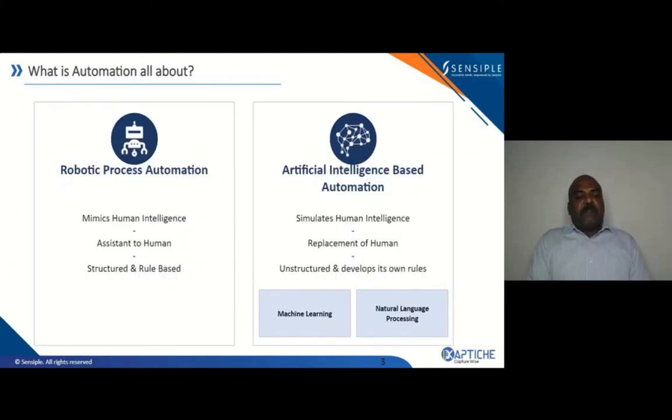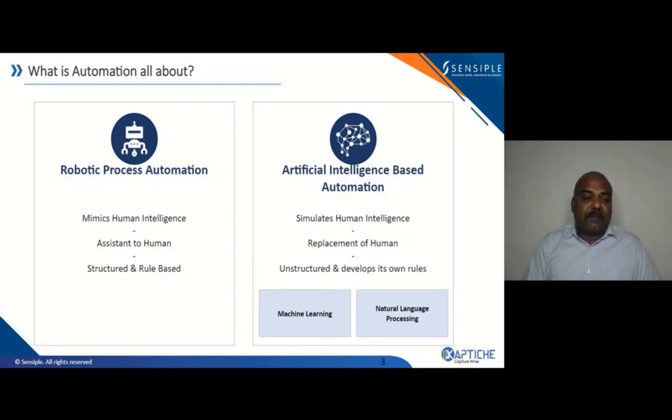For the benefit of the audience who are not from a technology background, I would like to touch a little upon what automation is all about. I would classify automation into two different types. One is robotic process automation. The other one is artificial intelligence-based automation. First, robotic process automation basically mimics human intelligence. It can be an assistant to humans by doing the repetitive, monotonous tasks that humans do every day. And it is structured and rule-based.